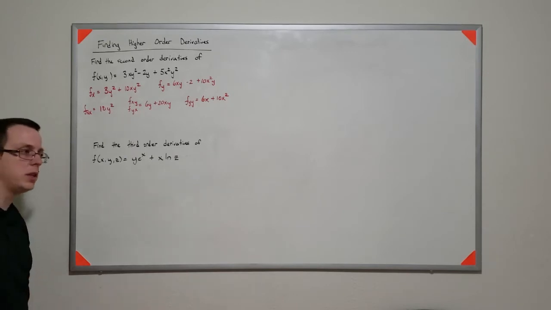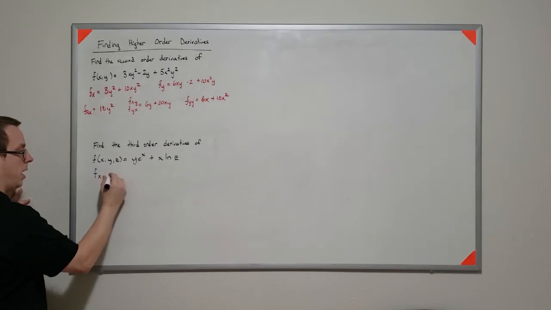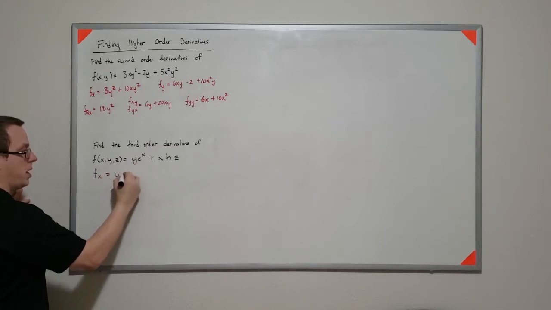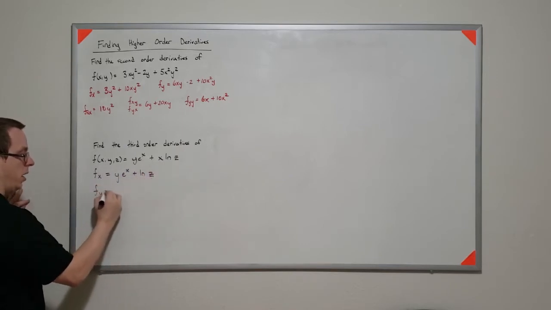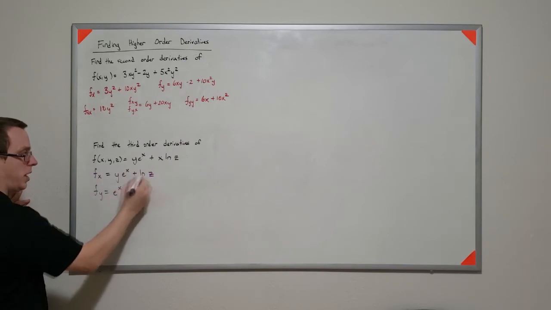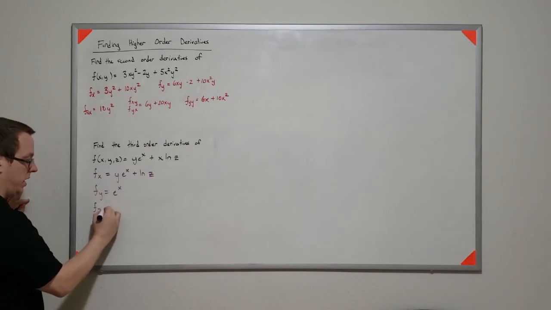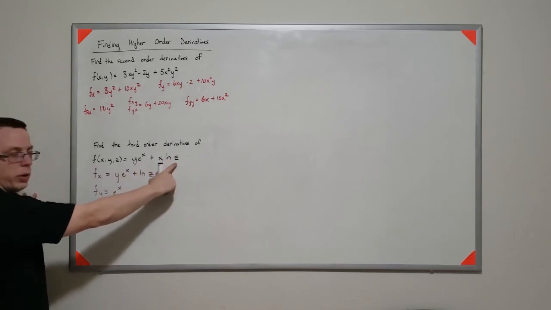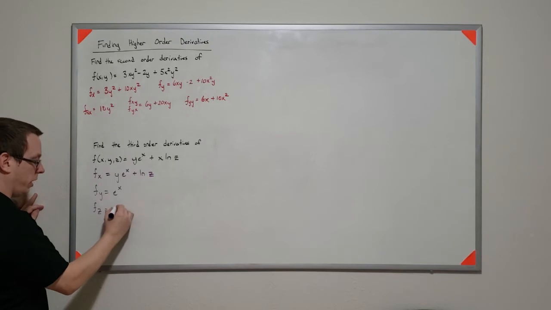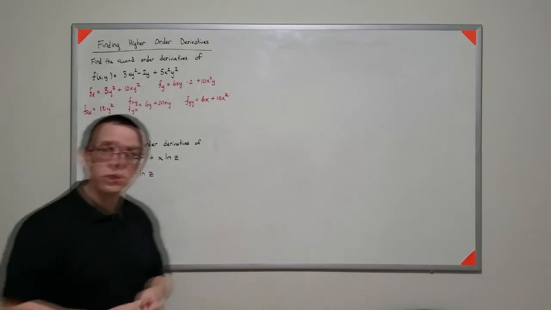So let's keep going. Let's get some third order. So fx is y e to the x plus natural log of z. Fy is e to the x, and that's 0 because there's no y's in this piece. Fz, that's 0. That's a constant. Derivative of natural log is 1 over the thing, so x over z.